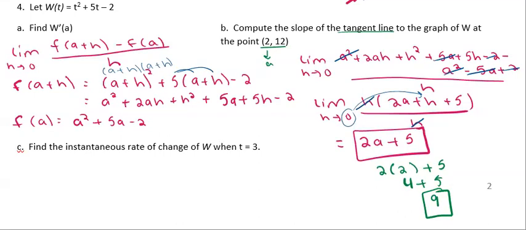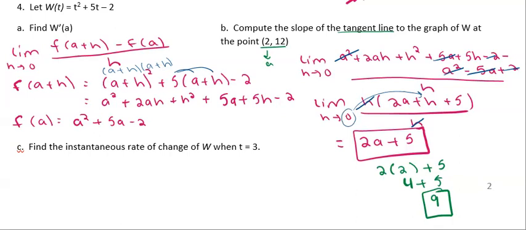Now, if it asked us to write the equation, this one doesn't, but if it asked for the equation, we could use our y minus y1 equals m times x minus x1 point slope form, and we could substitute in our 2 and our 12 for the x1 and y1, and we could substitute 9 for the slope.